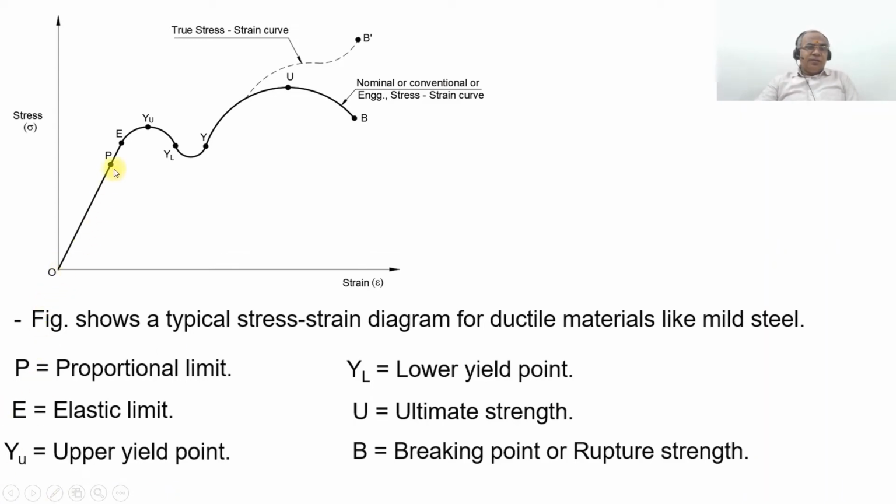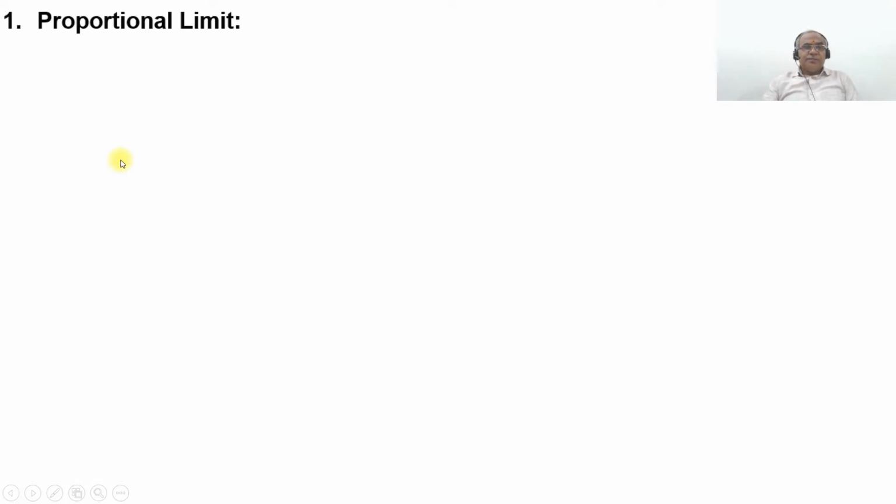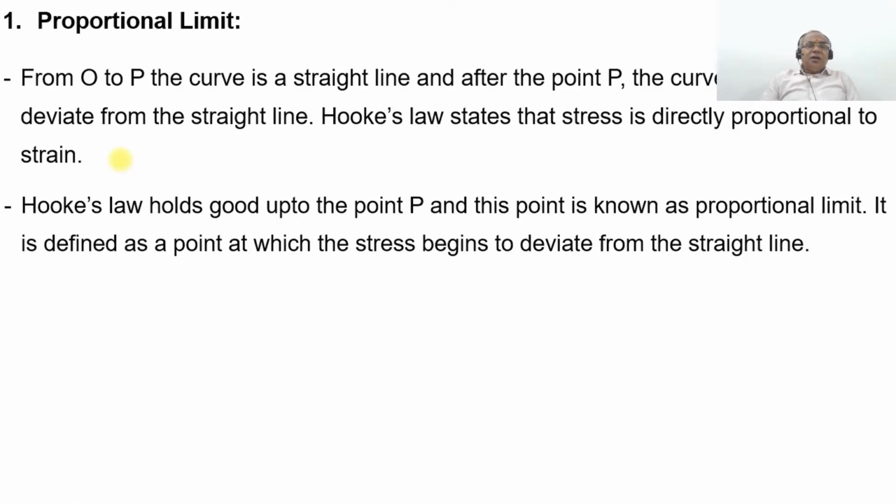This portion from O to P is what is called the proportional limit. Hooke's law holds good up to the point P, and this point is known as the proportional limit. It is defined as the point at which the stress begins to deviate from the straight line.